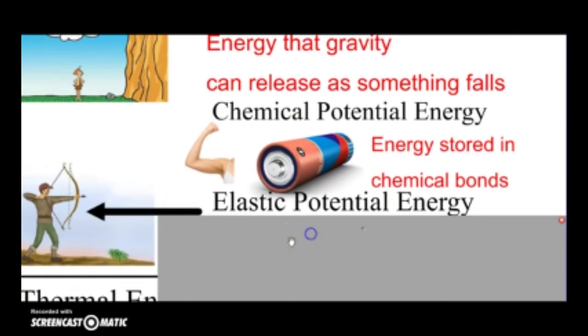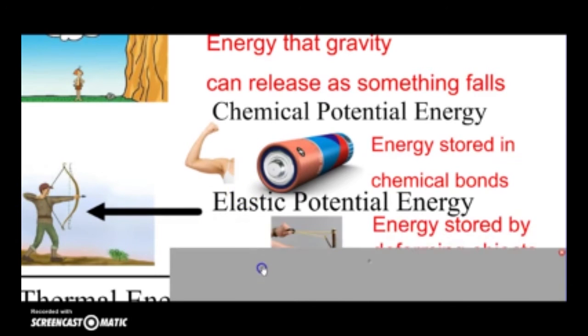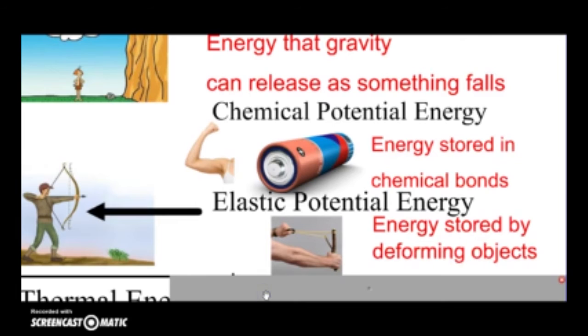Last one is elastic potential energy. For example, a bow and arrow. If you pull the string on a bow, you're bending these arms a little bit, and that bend, that energy is stored in the bent arms until you release the string and it straightens out again. Okay? Elastic potential energy is energy stored by deforming objects.